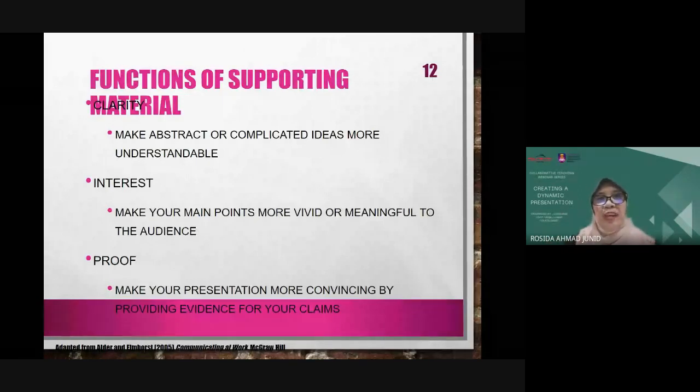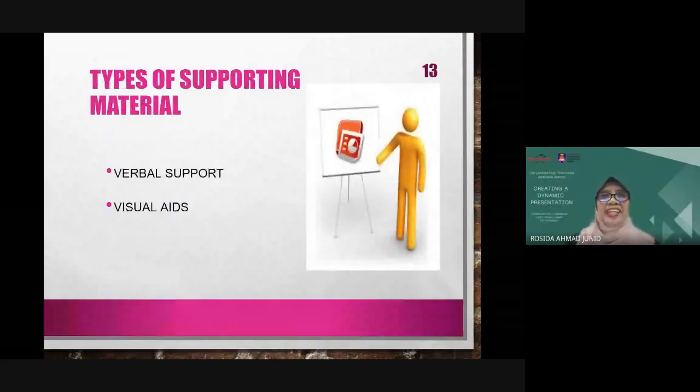What are supporting materials? What are the types of supporting materials? There are two types. One, verbal support, and two, visual aids. This means when you want to defend your presentation, when you want to convince us that you are correct, when you want to show that your points are clear and proven, you can use these two ways of showing it to us: visual aids or verbal support.